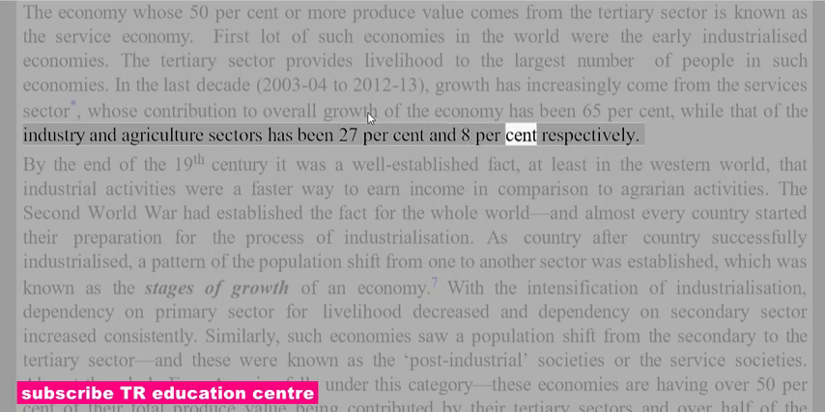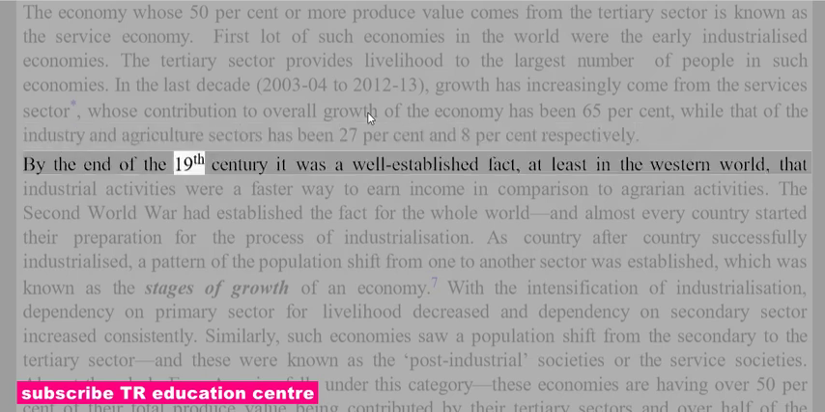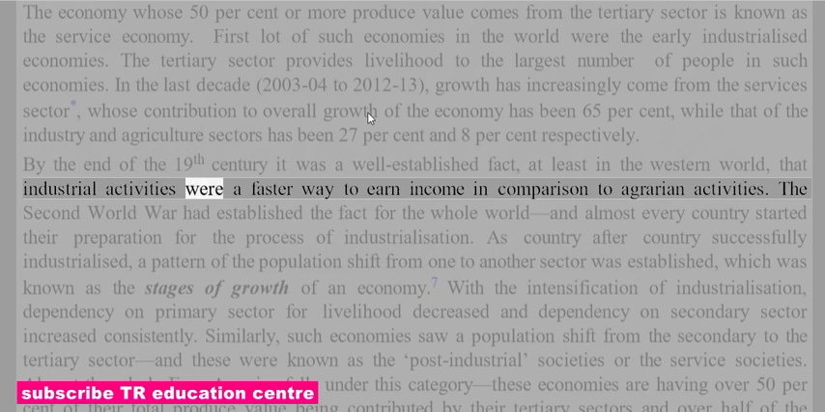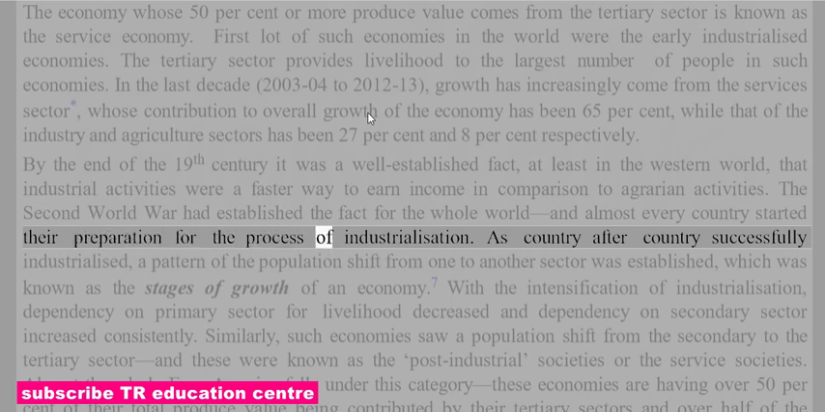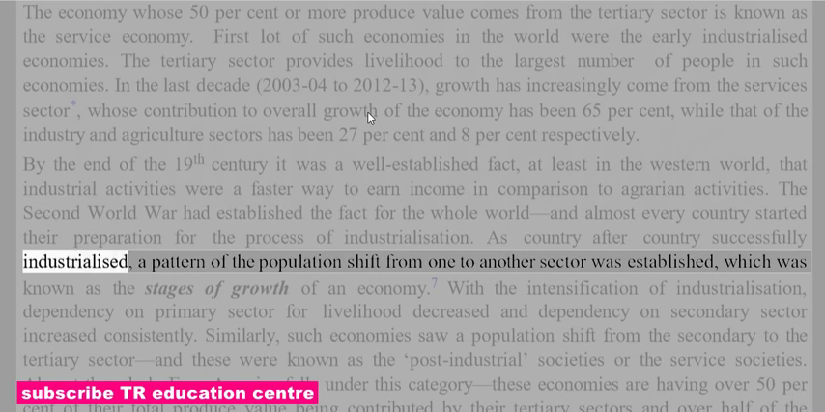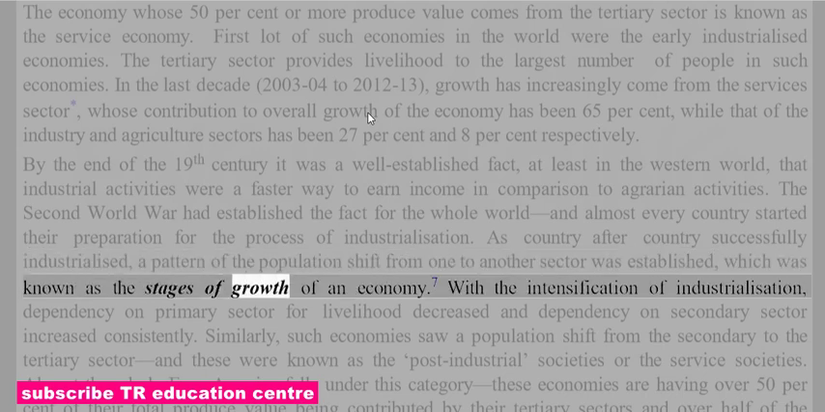By the end of the 19th century it was a well-established fact, at least in the Western world, that industrial activities were a faster way to earn income in comparison to agrarian activities. The Second World War had established the fact for the whole world, and almost every country started their preparation for the process of industrialization. As country after country successfully industrialized, a pattern of population shift from one sector to another was established, which was known as the stages of growth of an economy.